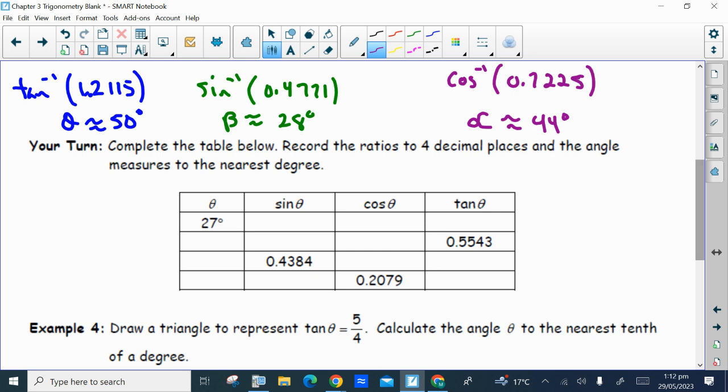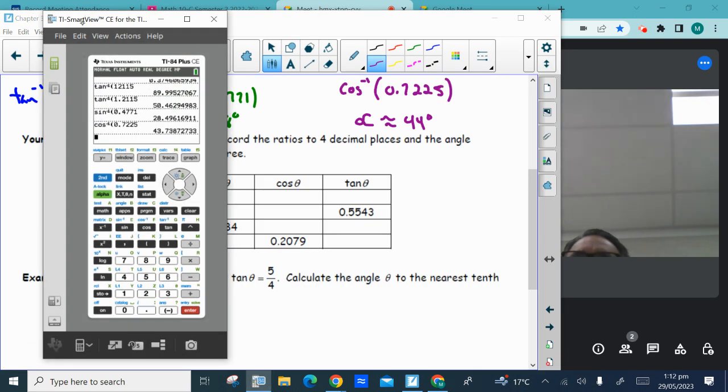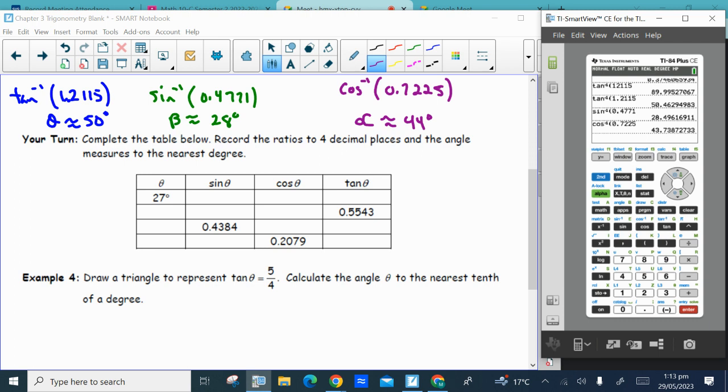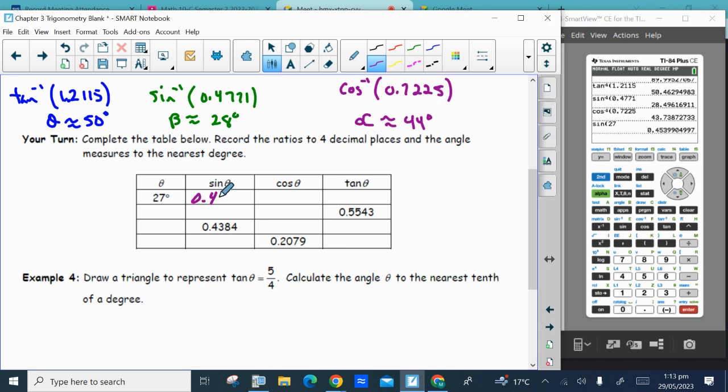All right. It says complete the table, record the ratios to 4 decimal places and the angles to the nearest degree. So the first one, you're given what angle theta is, and you want to state the sine, cosine, and tangent of angle theta. So the sine of 27, you should know how to do this on your calculator now. To 4 decimal places, it's 0.45399, so we'd actually have to round that to 0.4540.